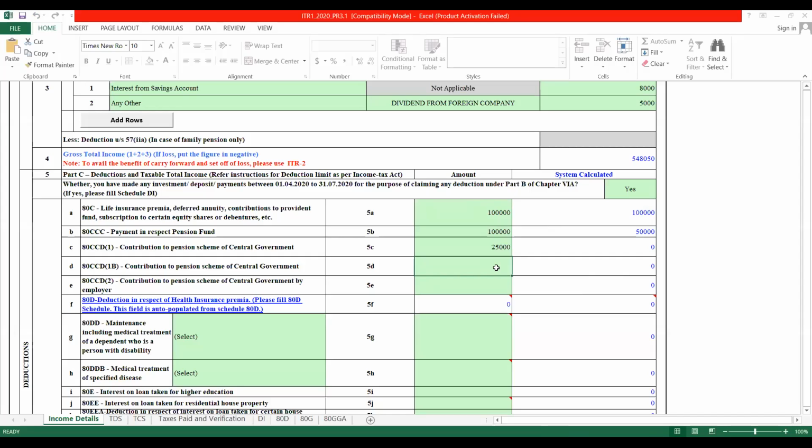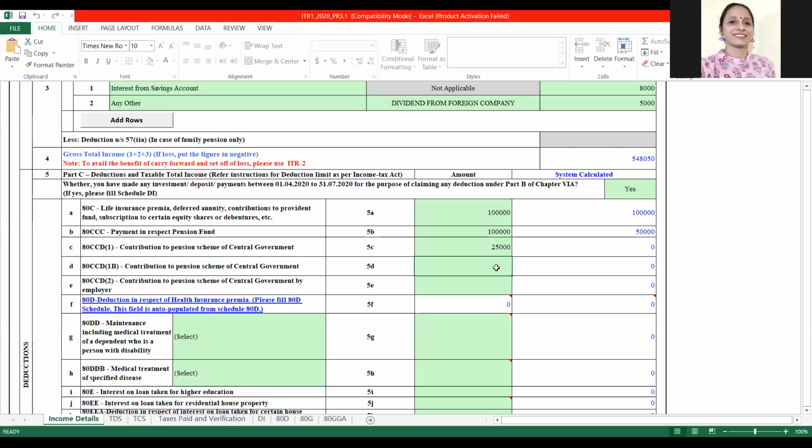Now, say for example, next contribution to pension scheme of central government. Now this is another pension scheme. Again, here it is available for the salaried people as well as the self-employed people. And here deduction is up to rupees 50,000. So say for example, 25,000 I will try to enter here also.